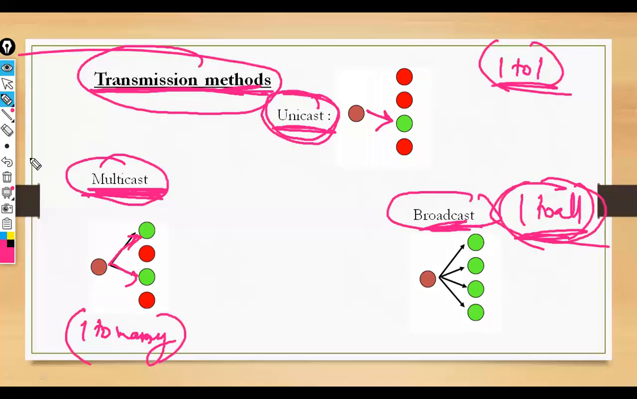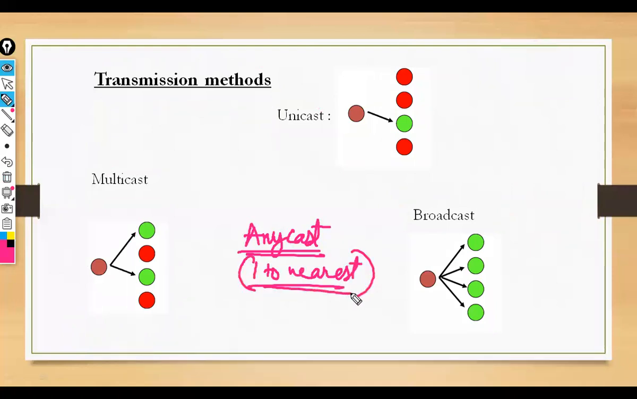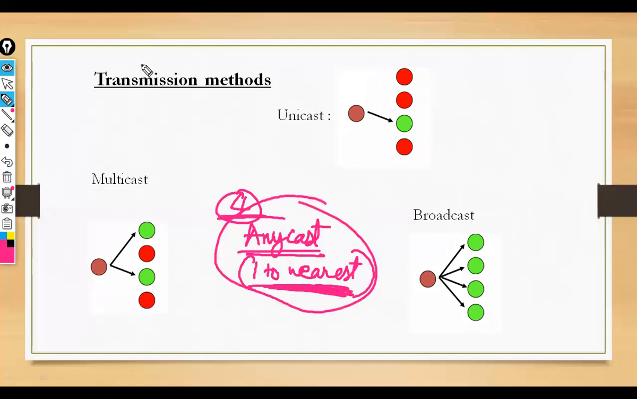And one more is there. Not in every case will you find it, only in some cases. That is called anycast. Anycast is one to nearest. It's called one to nearest communication. That's the fourth one, anycast. It is there only in some cases, not in every case. These are the transmission methods.